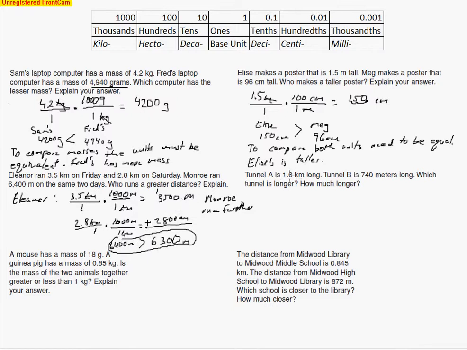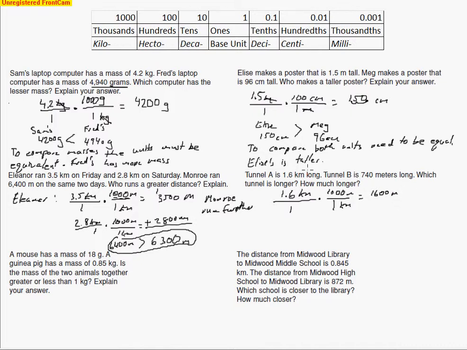So tunnel A is 1 6/10 kilometers long. Tunnel B is 740 meters long, so we need to find out which one is longer. So let's change the units. 1 6/10 kilometers over 1 times the unit conversion. So we have 1,000 meters in 1 kilometer. And so when I go ahead and change that, I move that decimal 3 spaces to the right, makes 1,600 meters. So which one's longer?